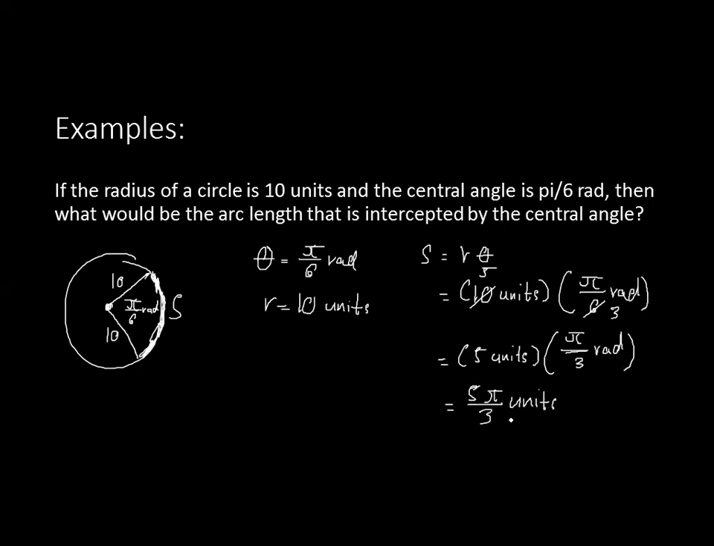All right? But we can approximate this one. So in two decimal places, the answer would be, let me just fix my calculator for a second. Anyways, 5 pi all over 3 is approximately 5.24 units. So 5.24 units.